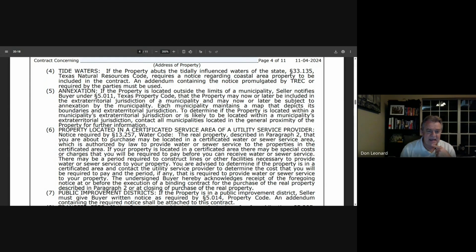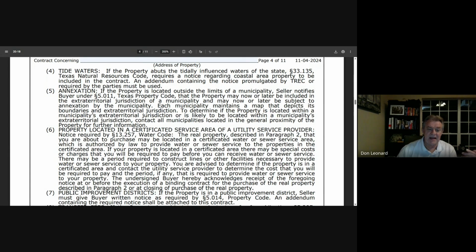6, property located in a certificated service area of a utility service provider. This has to do with a utility district. If a property is currently without utilities, specifically water, then if you're going to buy this property, before you close, you should determine how long it is going to take to get water if it's coming from a water district, how long it is going to take for that district to get water to you, and how much it is going to cost.